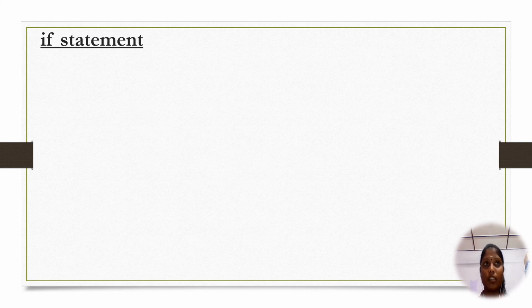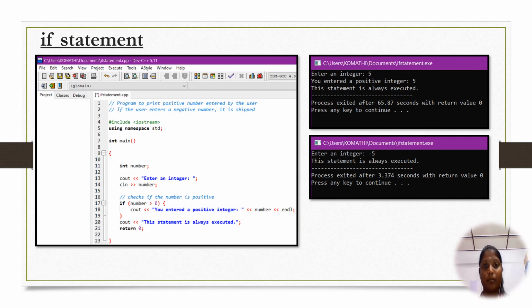Okay, first we are going to see the if statement. These are the coding and the outcome of the if statement that I searched in Google and tried in my Dev C++ on my laptop. Okay, so these are the coding and the output.